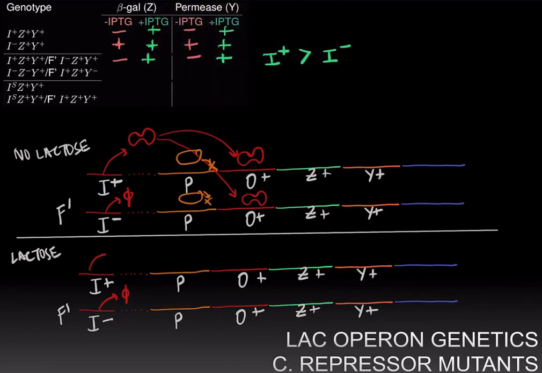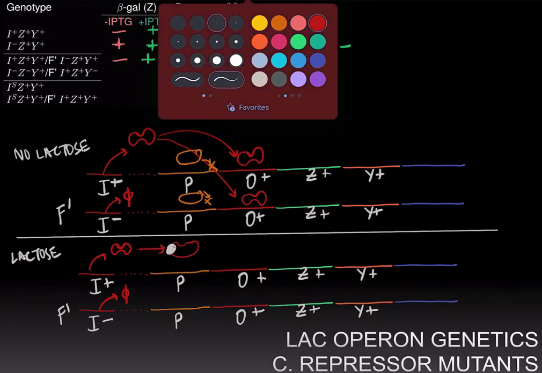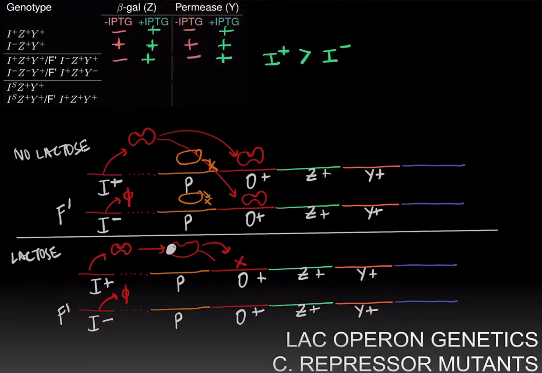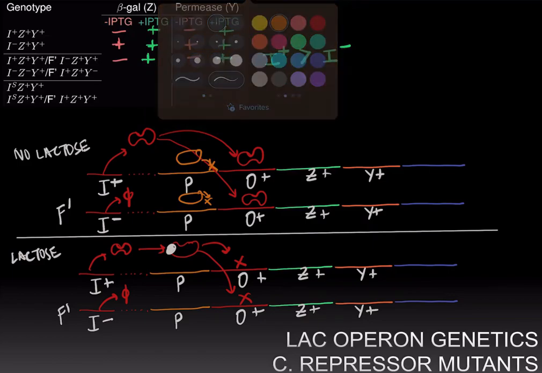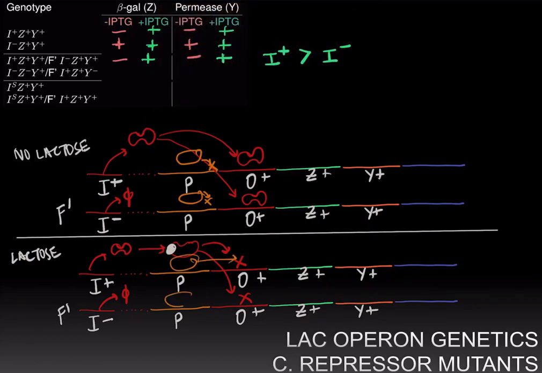Now, when you do have lactose, this repressor is going to undergo an allosteric transition due to binding by IPTG or lactose, and then lose the ability to bind to either operator site, allowing polymerase to bind the promoter and do elongation, resulting in the expression of both beta-gal and permease, and overall this will result in an inducible pattern of expression as observed by Jacob and Monod.